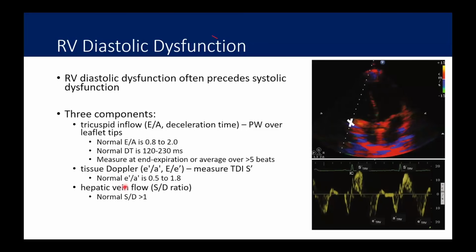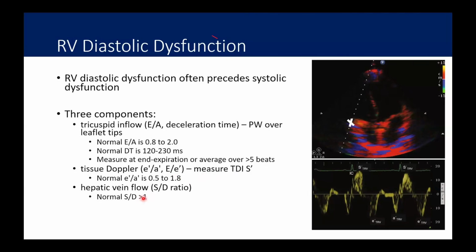You also look at your tissue Doppler, where you're looking at little e prime, a prime, as well as your E to E prime. And that's looking at kind of your passive filling to your myocardial relaxation. And that's kind of measuring your TDI S prime that we talked about.